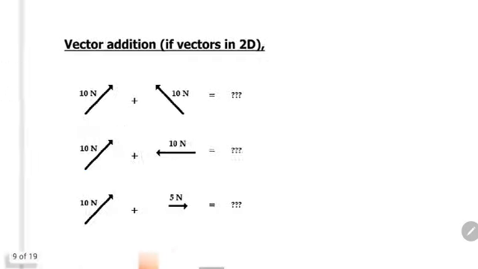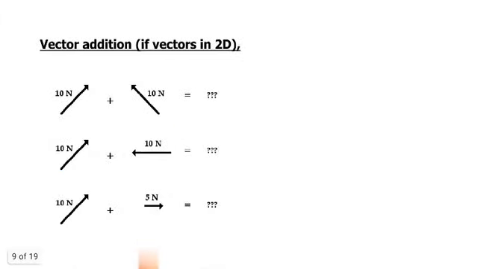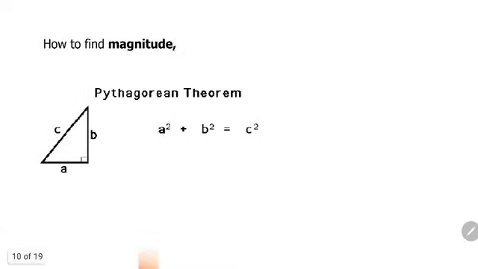Okay? Pero it gets a bit complicated kapag ganito, tulad nito. Paano mo i-add yung vector arrows na magkaiba sila ng orientation? For example, this one nasa x-axis, ito nakahalang, di ba? So, ayun yung pag-aaralan natin in this part of the module. So, to find the magnitude, we will use the Pythagorean theorem. This is the Pythagorean theorem.